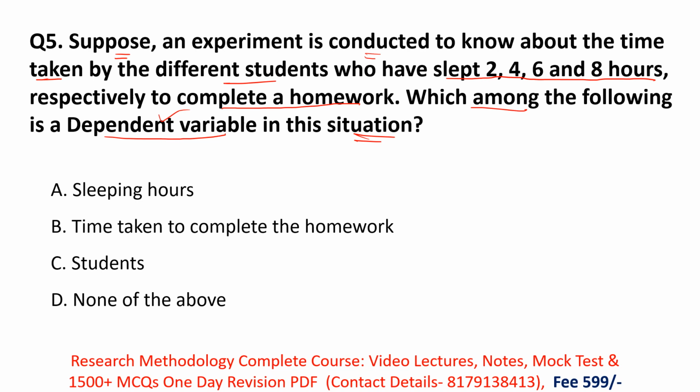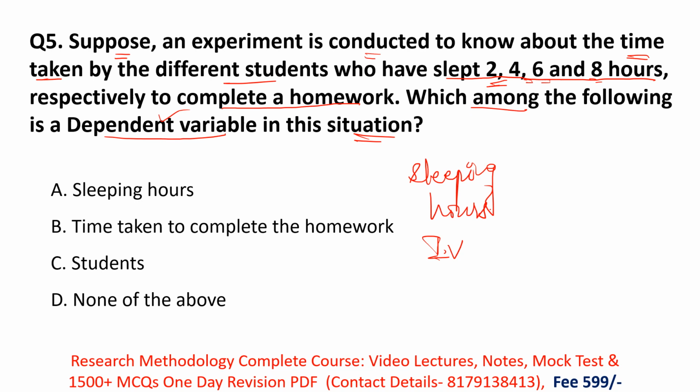Here you can see they are talking about the time taken by different students who have slept for 2, 4, 6 and 8 hours. That means they are talking about the sleeping hours of students, because the sleeping hours of students is changing here. Some students slept for 2, some for 4, 6 and 8 hours. So sleeping hours are changing, which means sleeping hours is the independent variable.